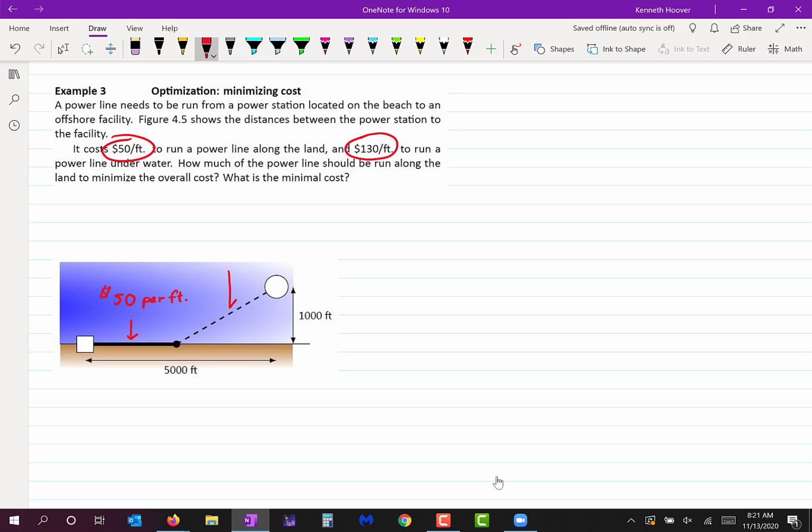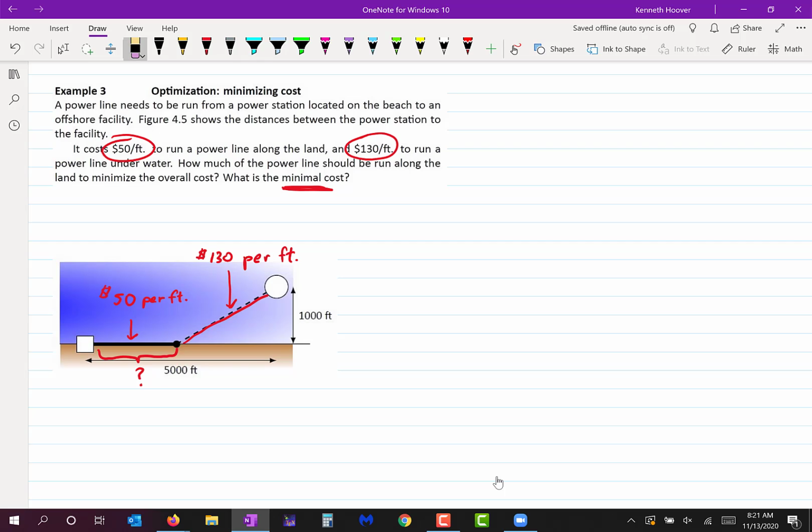And this stuff that they run underwater costs $130 per foot. And they want to spend the least amount of money. So what they're asking is how much should they go down the beach before they turn and start going underwater? That's what they're asking. Okay?